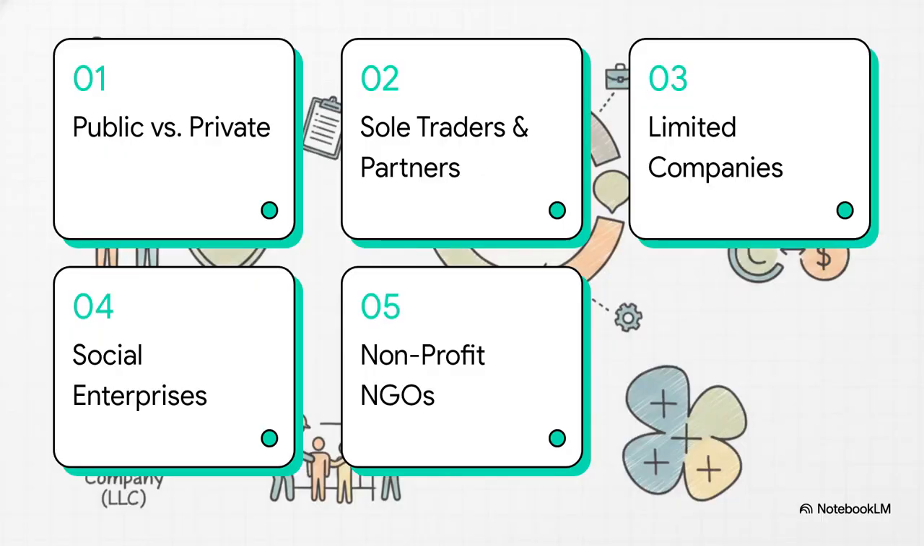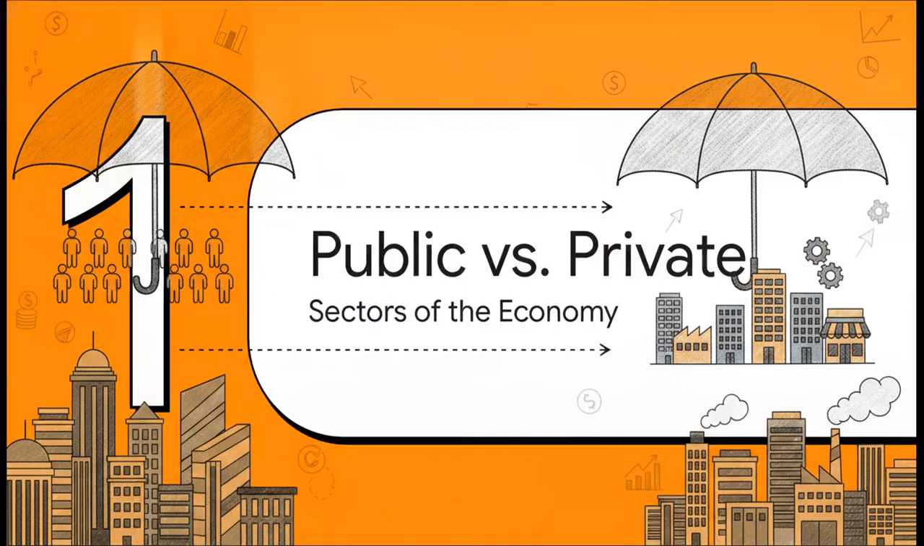So, here's our roadmap for today. We'll be looking at 1. Public versus private sectors, 2. Sole traders and partnerships, 3. Limited companies and corporations, 4. For-profit social enterprises, and finally 5. Nonprofit organizations. All right, kicking things off with Section 1, Public versus Private Sectors.